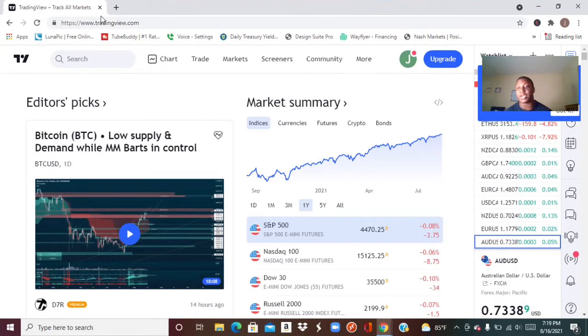Now, the best time to trade is 2 a.m. to 10 a.m. Eastern Standard Time using the Delorean strategy. Now, I literally just showed y'all how to learn the market. That is how you start day trading.